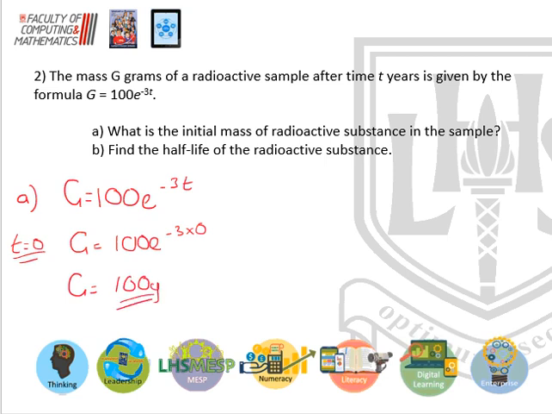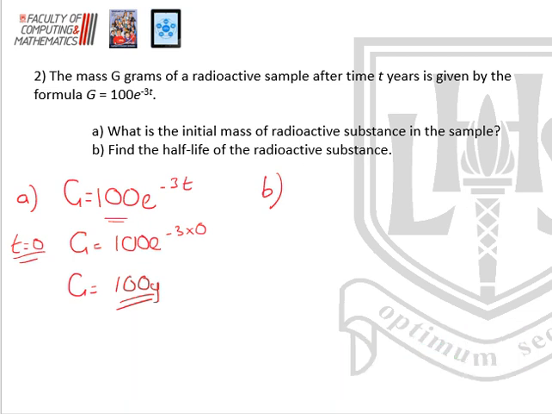Your initial mass will always be in front of your e, because if t in there is 0, it automatically makes it exponential to the power 1. Okay, so that's where the initial mass is. Now B is a little bit trickier. It's not just a sub in and calculate, it's a sub in and solve.